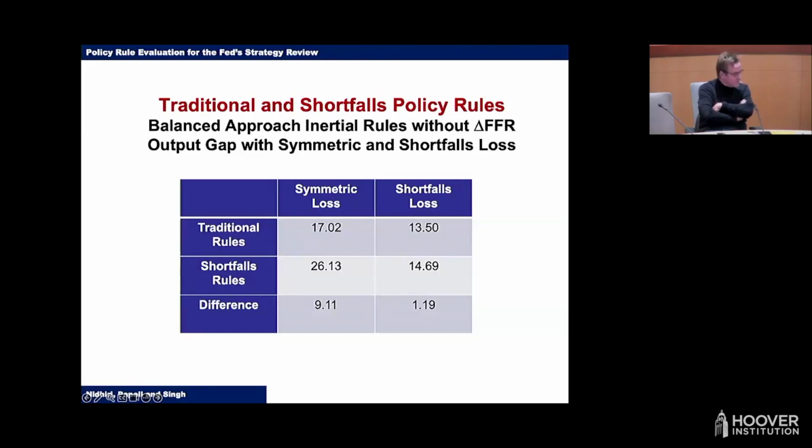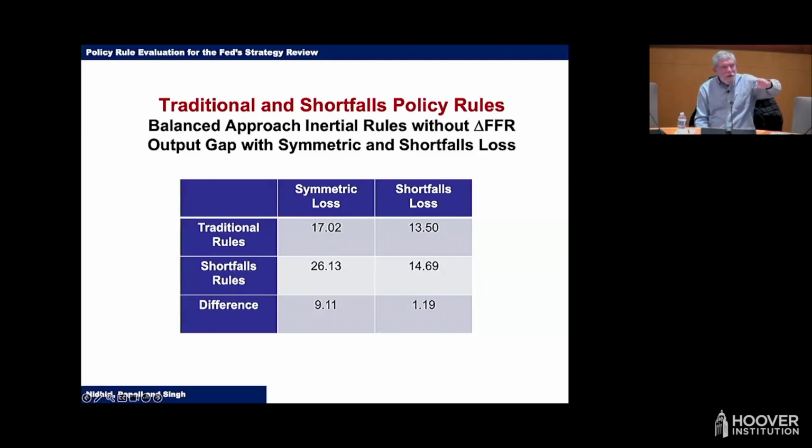Are these the losses or are these the output gaps? So these are the losses. No, I'm sorry, I misinterpreted what you said. The numbers are all losses. I see. You were just thrown off by the title, output gap width. Yeah, we're using the output gap in the loss function. Okay, that makes sense.